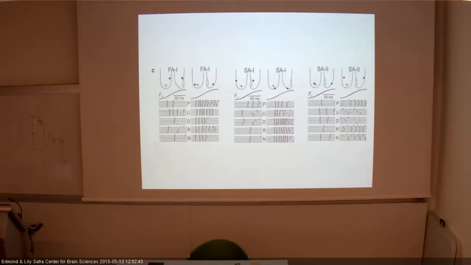These are fast adaptive, right? These are slowly adaptive, and these are also slowly adaptive. But the force is not very strong, and it's not a lot of time, so you don't get that many spikes per stimulus.